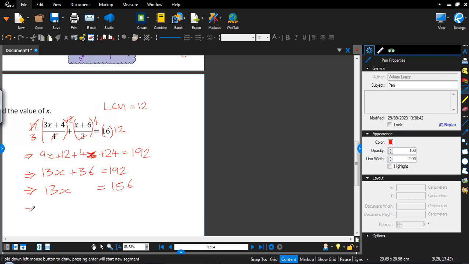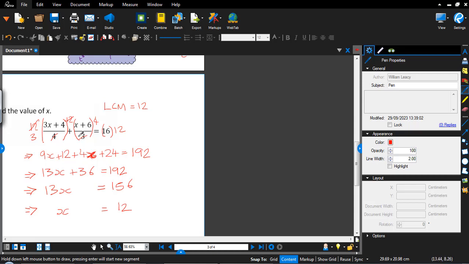That implies, okay, so 13 times what number gives you 156? Well, it's 12, because 156 divided by 13 is 12. So that implies x equals 12.